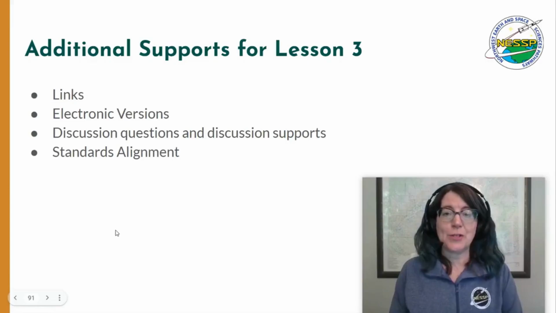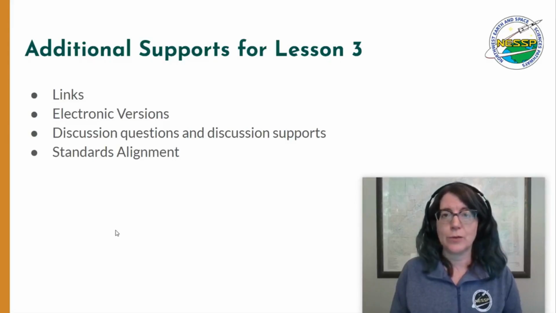There are additional supports for lesson 3, such as links in the lesson plan, as well as the electronic versions of the carbon cycle game, and those all important discussion questions and discussion support to help you make sure that students are getting the most out of these models, round 1 and round 2. In addition, in the lesson plan, you'll also find some standards alignment. So please check those out.